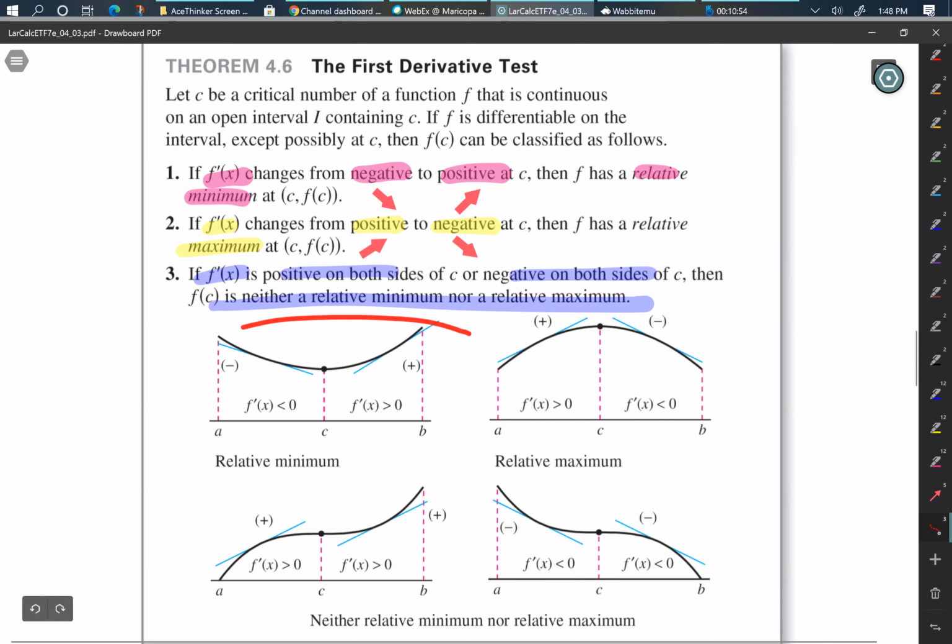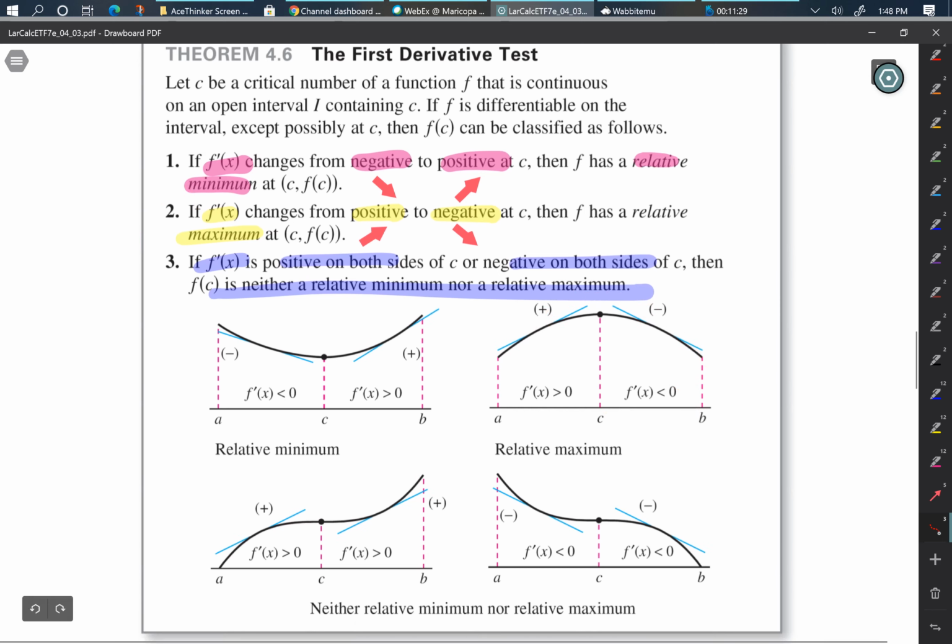This picture right here, I've got a critical number. I've got a decreasing to the left of it and increasing to the right of it. That means I went down and then I went up. That means I'm looking at a minimum. That's number 1 right there. F prime changed from negative to positive at that critical number. Okay? Let's look at this graph now. I've got a critical number c. To the left of it, my derivative is positive, which means I'm increasing. To the right of it, my derivative is negative, which means I'm decreasing. So that means I've got a maximum. That's number 2 right here.